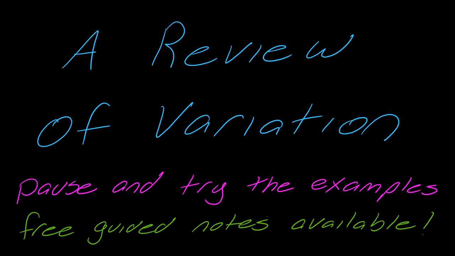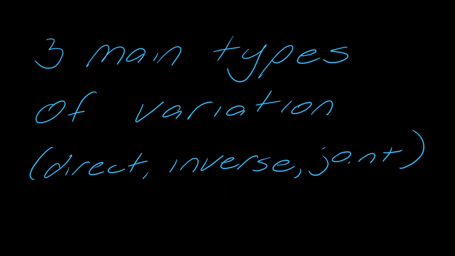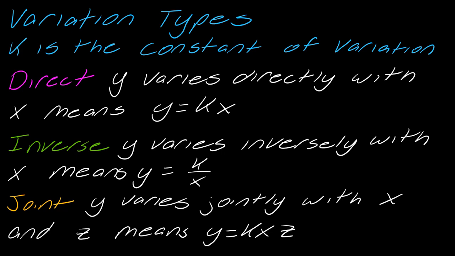Hey everyone, so this is a quick review of variation. I'm assuming you've seen it once before. When we talk about variation, there are three main types: direct, inverse, and joint. I'm going to put these on the screen. I want to point out k is the constant of variation. First, let's read through these and then break down the patterns.